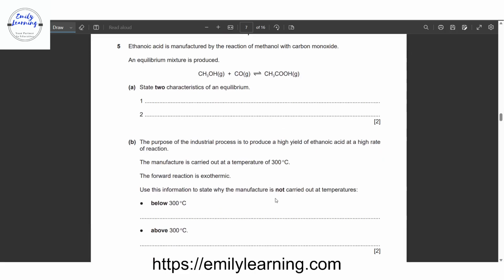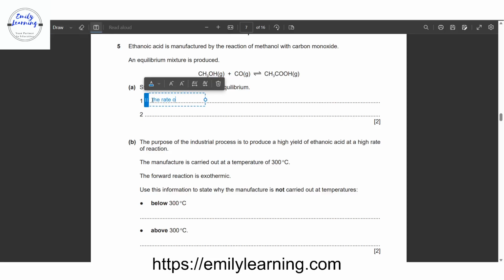Moving on to question 5. Ethanoic acid is manufactured by the reaction of methanol with carbon monoxide, and they give us this equation here. State 2 characteristics of an equilibrium. Basically this is asking you to define what equilibrium is. Equilibrium is reached when the rate of the forward reaction is equal to the rate of the reverse reaction, and the concentrations of the reactants and products remain the same. So you need to write this, and these are basically the definitions of equilibrium.